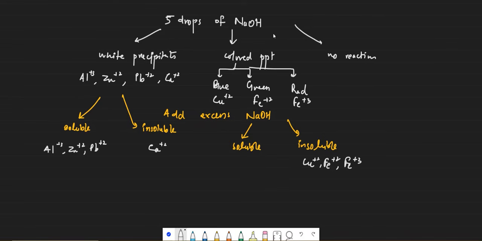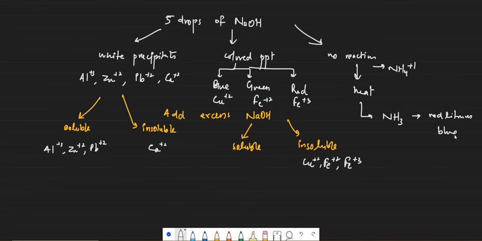Going back to the first step, I said that if there is no reaction, it suggests the presence of ammonium ion. And how do you confirm the presence of ammonium ion? You heat the solution. When you heat it, ammonia is released, because we know that an ammonium salt, when it reacts with an alkali, releases ammonia on heating. Ammonia turns red litmus blue. So that's how you know that a particular solution contains ammonium ion.